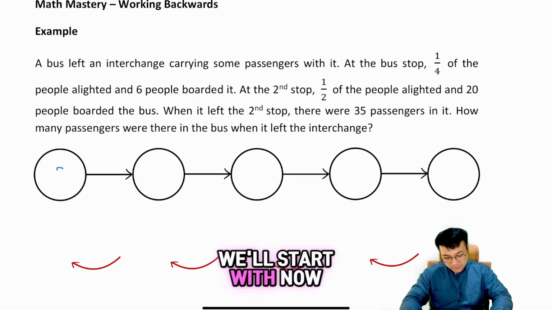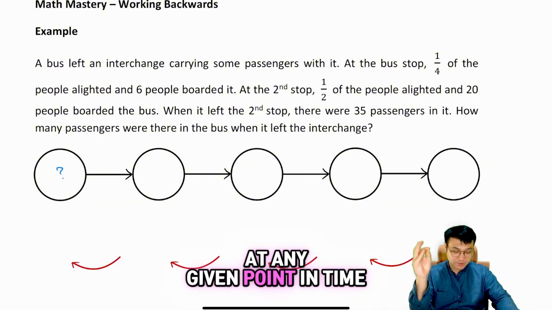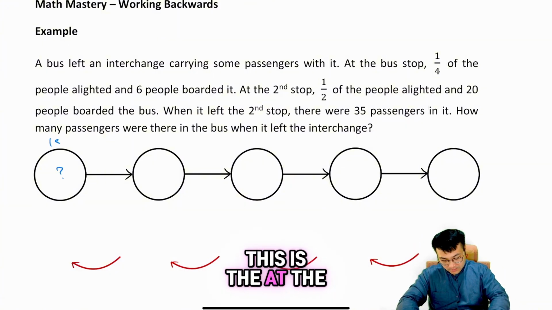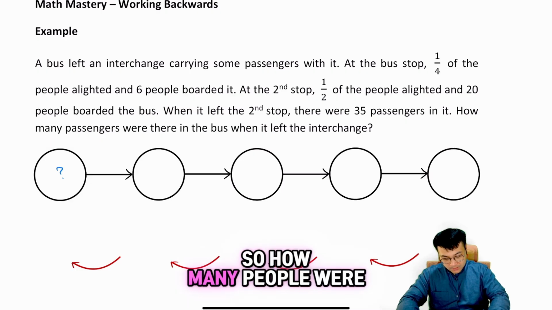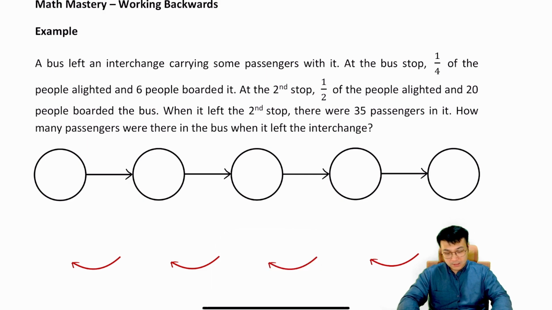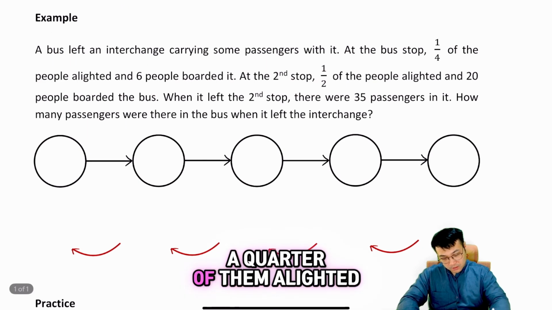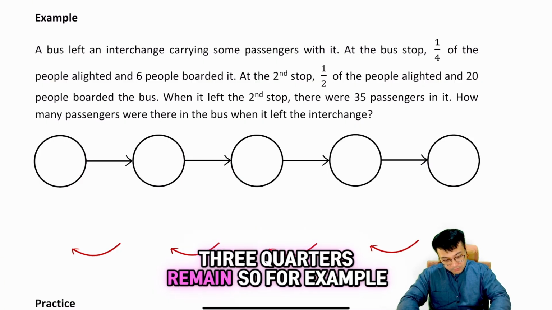We'll start with, now each circle represents the number of people that are in the bus at any given point in time. This is at the interchange, okay, at the bus interchange. So how many people were there in the bus? I don't know. Let's leave it blank, shall we? But we do know that a quarter of them alighted. And if 1/4 alighted, 3/4 remain.